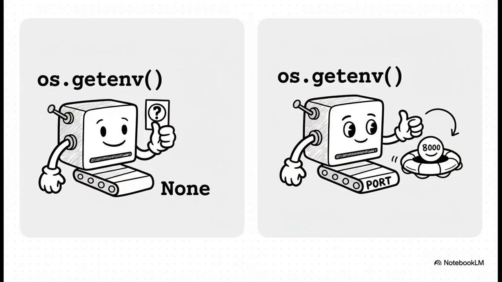Check this out. On the left, we ask for a key that we know doesn't exist, but instead of crashing, os.getenv just gracefully returns None, no crash. Your program can then check for None and handle it properly. And on the right, we ask for a port variable. If it's not set in the environment, no big deal. The function just gives us back our default value, in this case, 8000. Your app just keeps on running with a perfectly sensible default. See how much better that is?